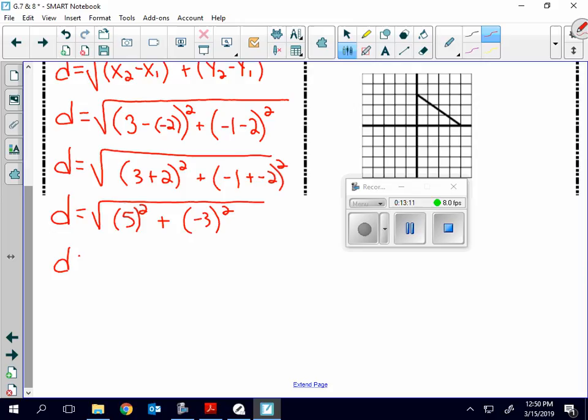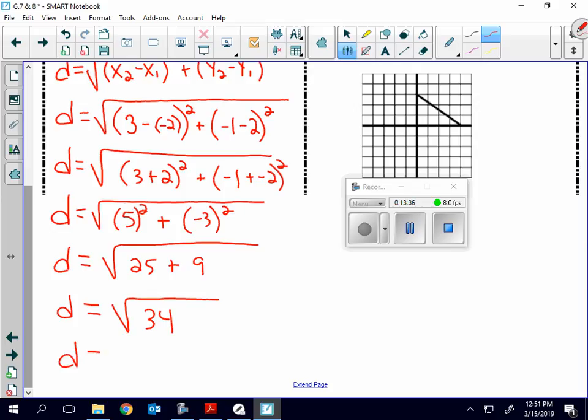And the square root of 5 squared, we got 25. And -3 squared, don't forget it's going to become positive when I square something. So -3 times -3 is a +9. So we have the square root of 25 plus 9. 25 plus 9 is 34. And the square root of 34 is approximately 5.8. I rounded.